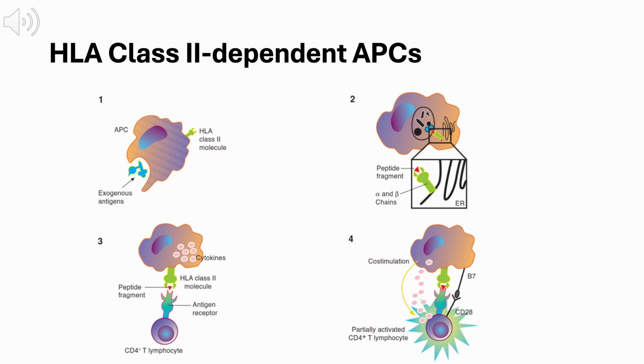Here we see the class 2 pathway diagrammed. A professional antigen-presenting cell, a dendritic cell, macrophage, or B-lymphocyte, engulfs extracellular material, say a bacterial protein, into an endocytic vesicle. Enzymes fragment it. The peptides load onto HLA class II molecules, and the complex is displayed on the surface for a CD4 positive helper T cell to inspect.